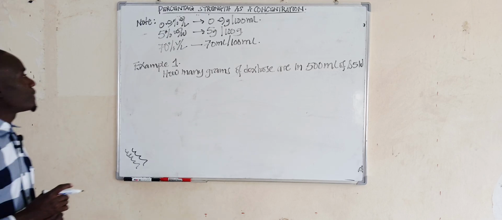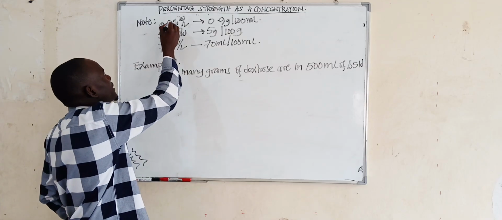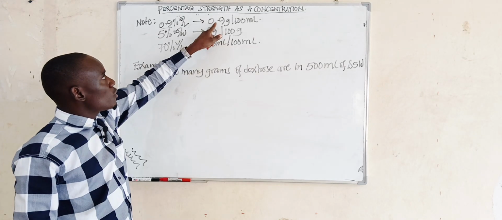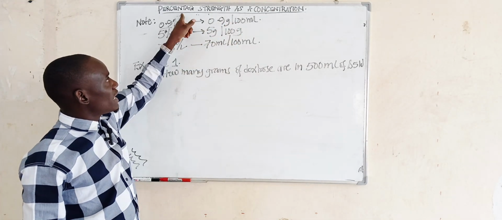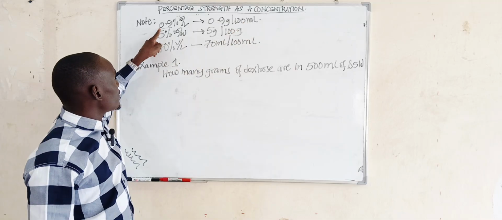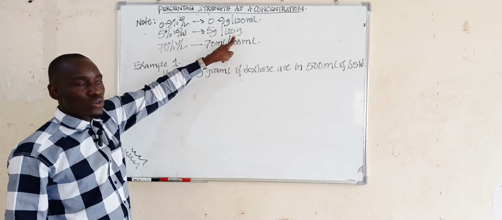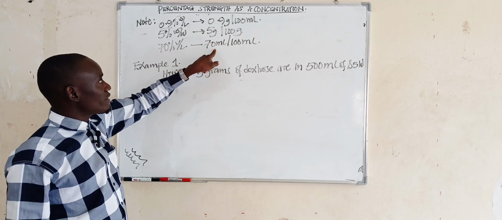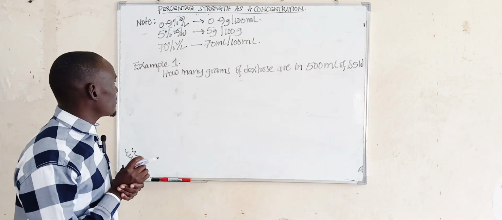Note, when we say 0.9% weight in volume, we simply mean 0.9 grams of dextrose or of normal saline in 100 mils of the solution. When we say 5% weight in weight, we mean 5 grams per 100 grams. When we say 70% volume in volume, we mean 70 mils per 100 mils. Let us look at an example.